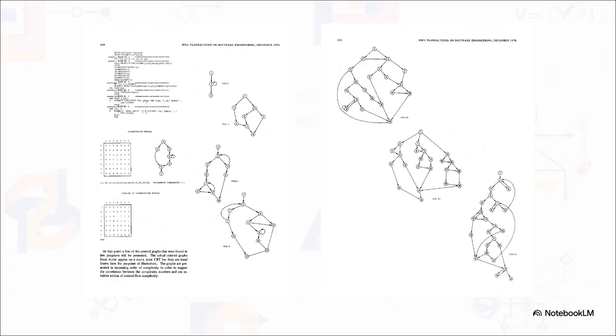So based on all this data, McCabe proposed his now famous rule of thumb. You should try to keep the complexity score of any given module under 10. And you can see the difference right here. On the left, you have a nice, simple module with a score of 3. The map is clean, it's easy to follow, but on the right, at a score of 10, it's already starting to look like a tangled web. And his point was, anything beyond that, you're just asking for trouble.